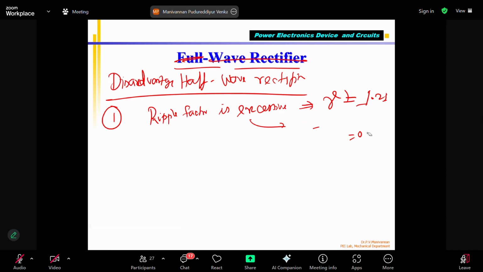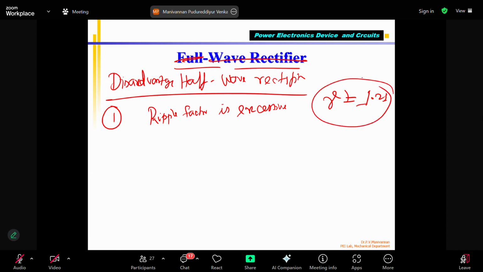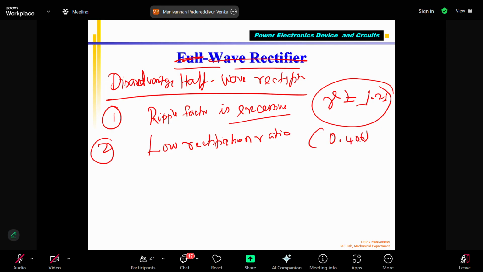We have started with the half wave rectifier. In the half wave rectifier, the ripple factor gamma, already we have the equation. I think you remember that value is 1.2, which is very high. So we call it an excessive ripple factor. This is one of the disadvantages. Second, low rectification ratio. The value we computed is 0.046 for the half wave rectifier.